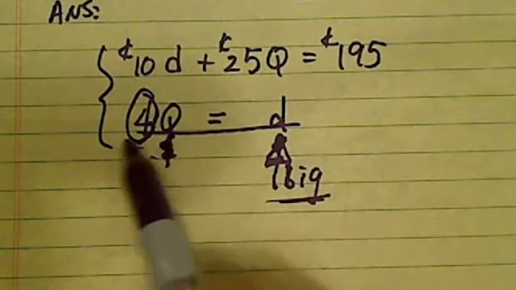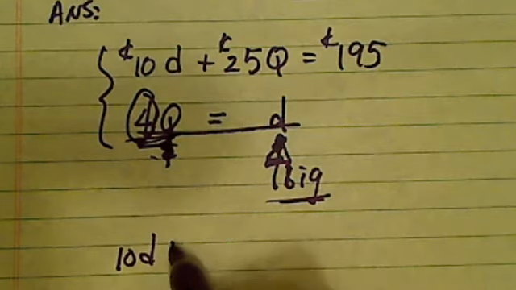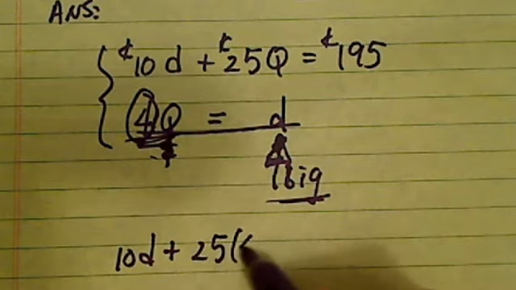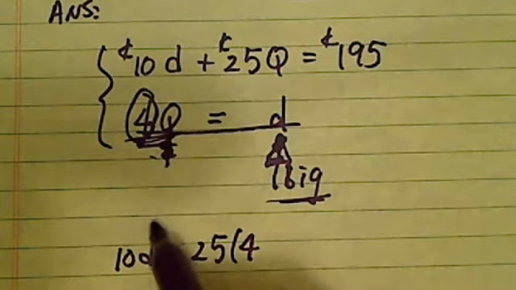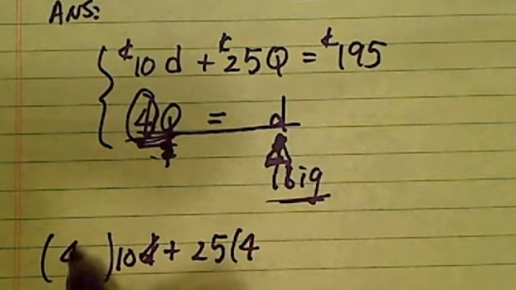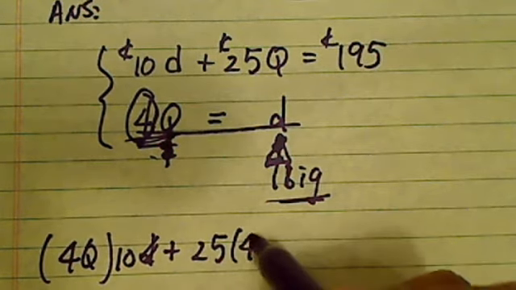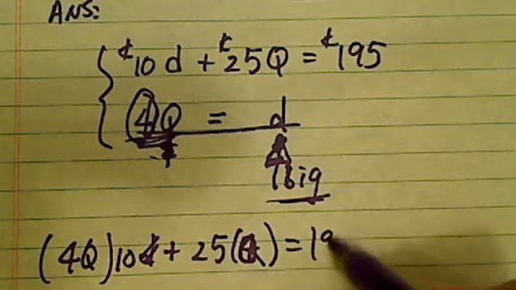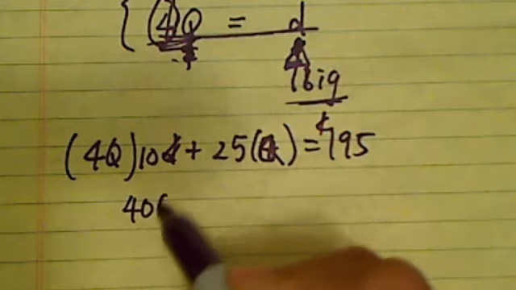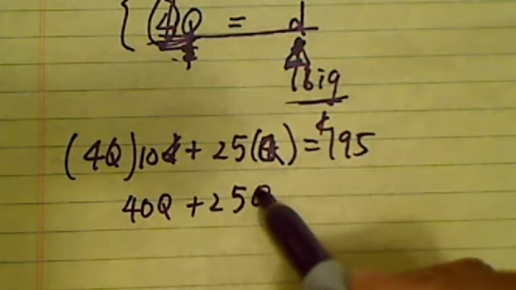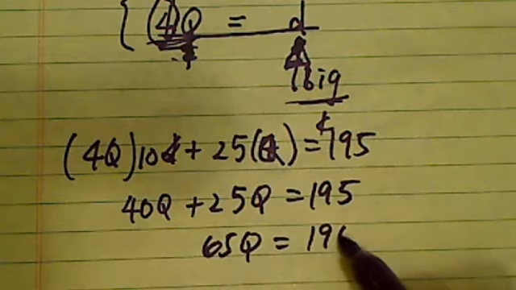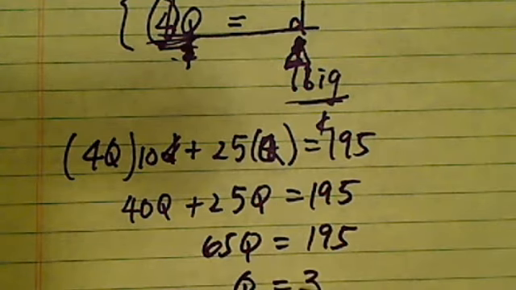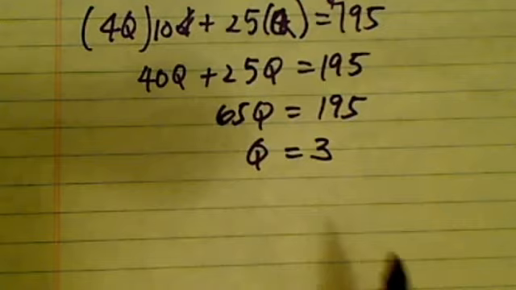Since we know dime is equal to four quarters, the easy thing to do, of course, is just substitute. Here, I actually got this one wrong. So 10 times four quarters, plus 25 times quarter, is equal to 195 cents, which is a pretty good equation there. Then we have 40 quarter plus 25 quarter is equal to 195, and then 65 quarter is equal to 195. Quarter is equal to 3. If you divide it, you'll see it. It's pretty easy. It's 3.